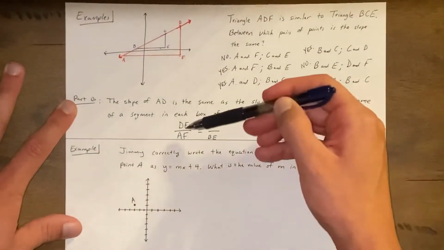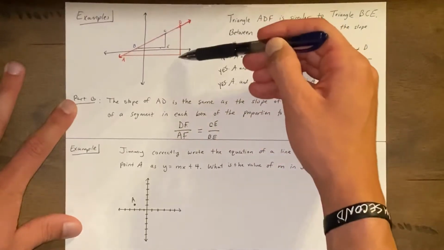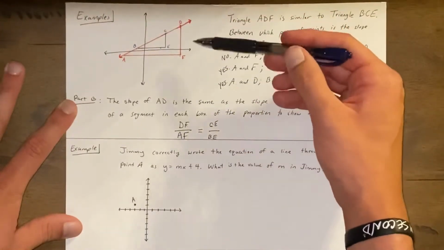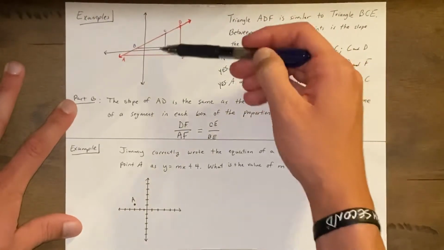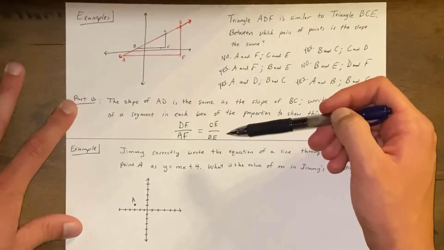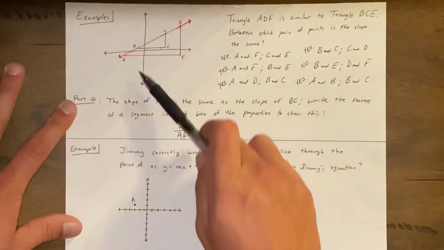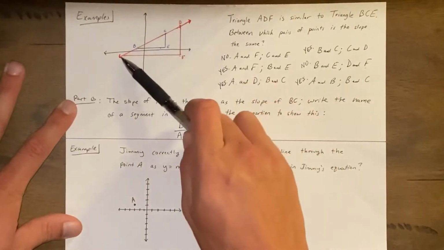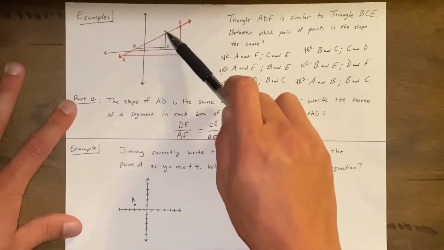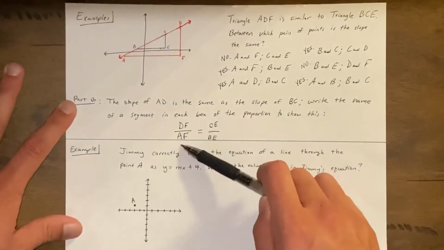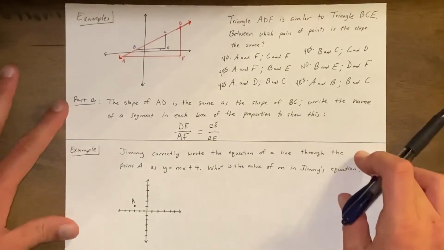Okay, so this says that DF over AF, rise over run of our large triangle, is equal to CE, rise, over BE, run of our small triangle. And that makes sense because it told us that the slope is the same. And since we're finding rise over run, that's what we're doing: finding the slope. So that's what we do. DF over AF equals CE over BE.